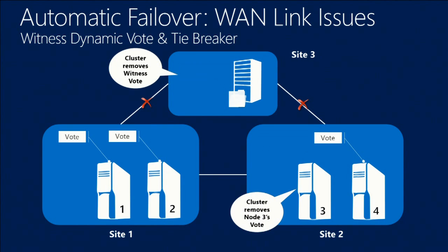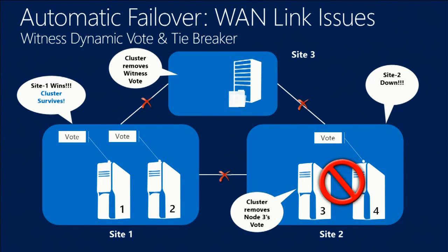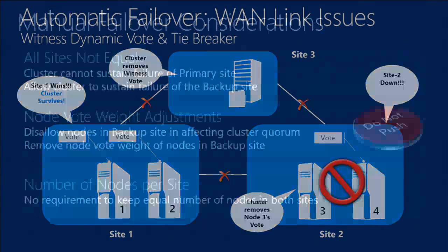But let's say my connectivity to site 3 from both the sites went down. So witness failed and cluster removed the vote of the witness. But the tiebreaker scenario kicks in, it identifies that there is even number of nodes, and so it removes, let's say, node 3's vote out. And now, if I lose site-to-site connectivity, the cluster survives on site 1, but the site 2 cluster goes down. And so this scenario was not possible before. So this is an example where how these different features come together to deliver the highest levels of availability.